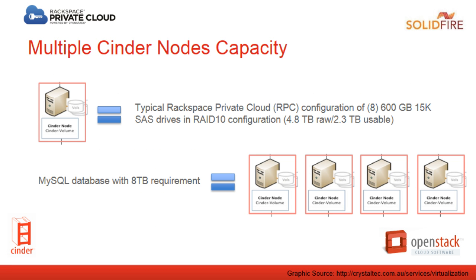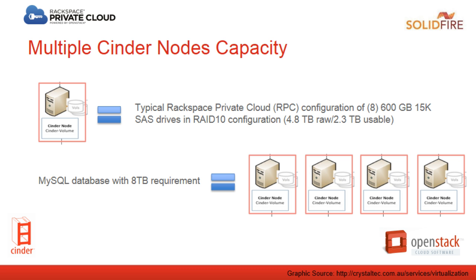And then talking about capacity. In a Rackspace private cloud, a typical Cinder node is a Dell server with eight 600 gig 15K SAS drives in a RAID 10 configuration. That delivers approximately 2.3 usable terabytes. Now you can swap those out. You could use more drives. You can use drives with larger capacity.